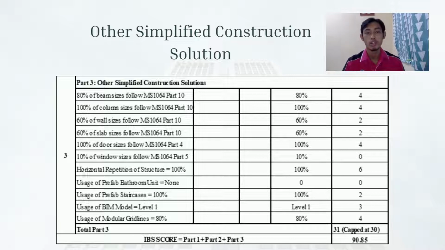Based on these elements, we get the IBS score at 31. The total of part 1, part 2, and part 3, the IBS score we get is 90.85, which is the highest score in IBS.